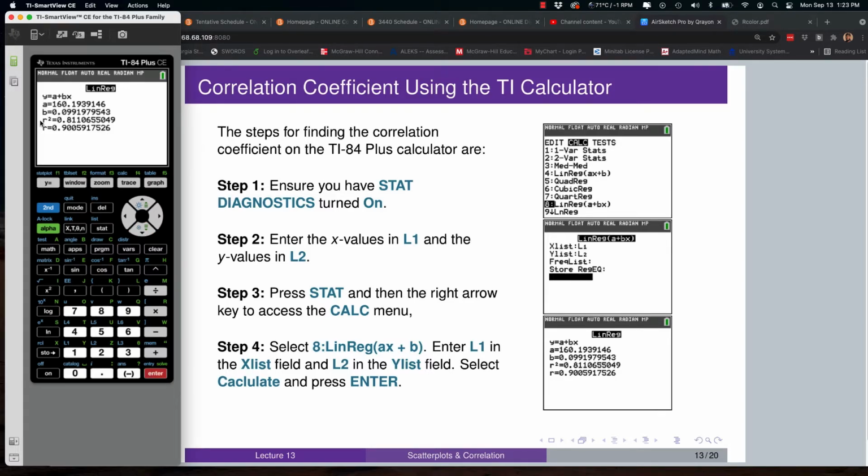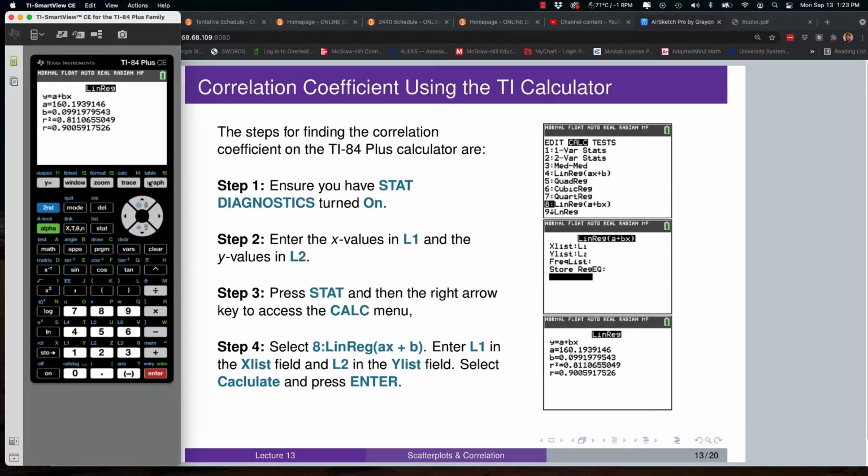It gives you the correlation coefficient, and this is how I expect you to probably do it on the midterm. If I ask you to find this value, use the calculator, it's just quicker. But there we get the same value. If we round to 3 decimal places, 0.901. And we also get the regression equation.